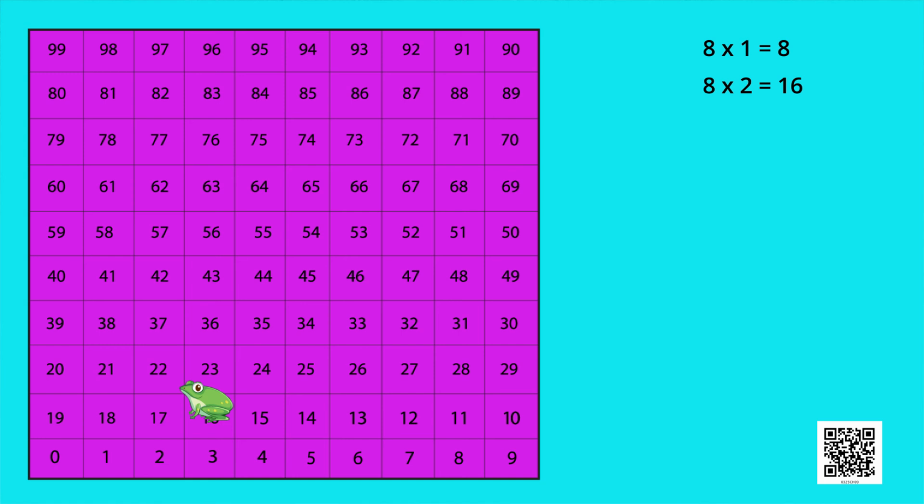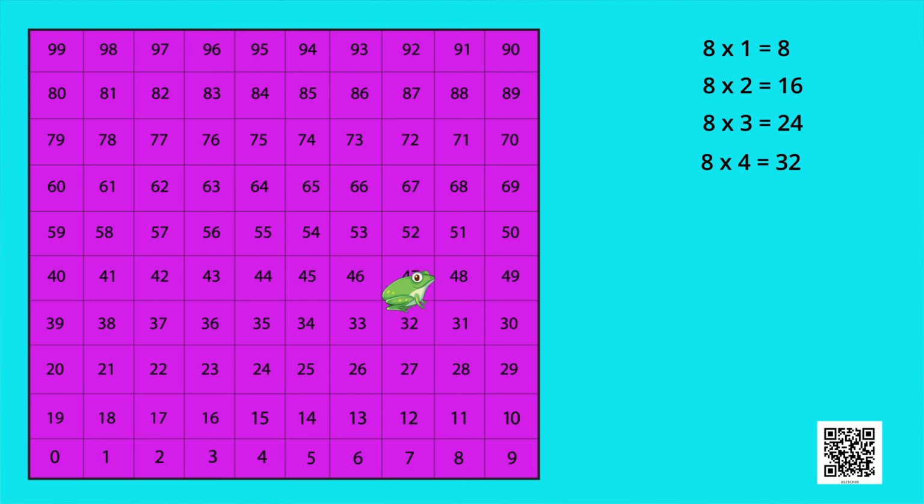Let's count 1, 2, 3, 4, 5, 6, 7 and 8. So, where will it jump next? It will be on 24. Means 8 multiplied by 3 is equal to 24. 8 threes are 24. Next jump again will be 8 jumps forward. That is on 32. Means 8 multiplied by 4 is equal to 32.